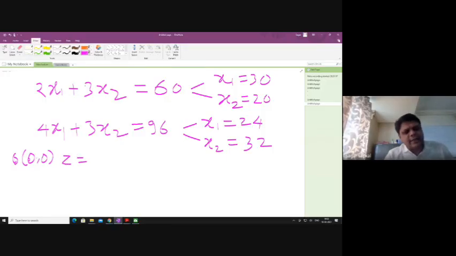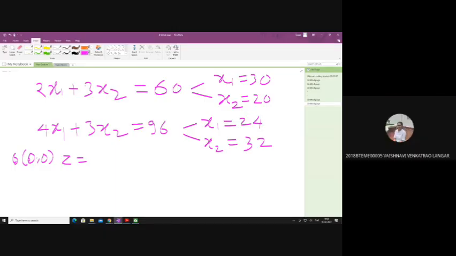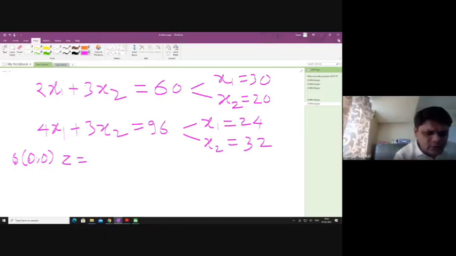What is our objective function? 40x1 plus 35x2, maximizing. So 40 into 0 plus 35 into 0 is equal to 0. So for point O, it is 0.